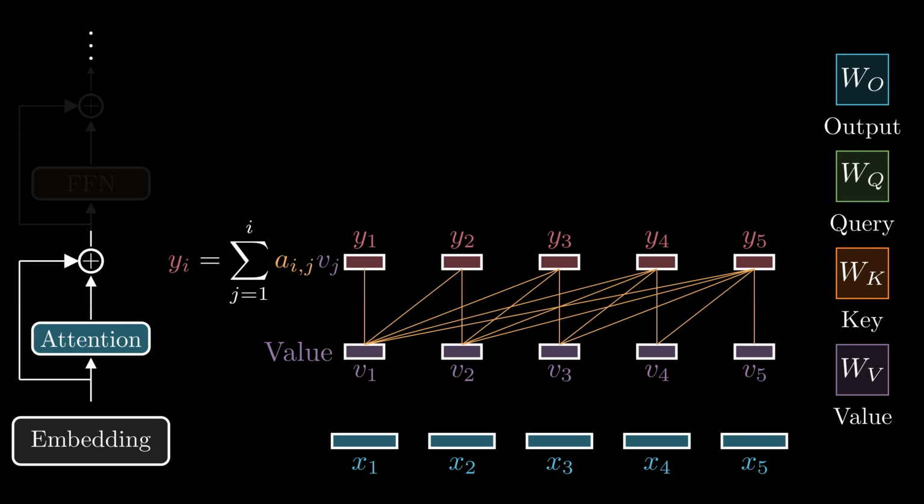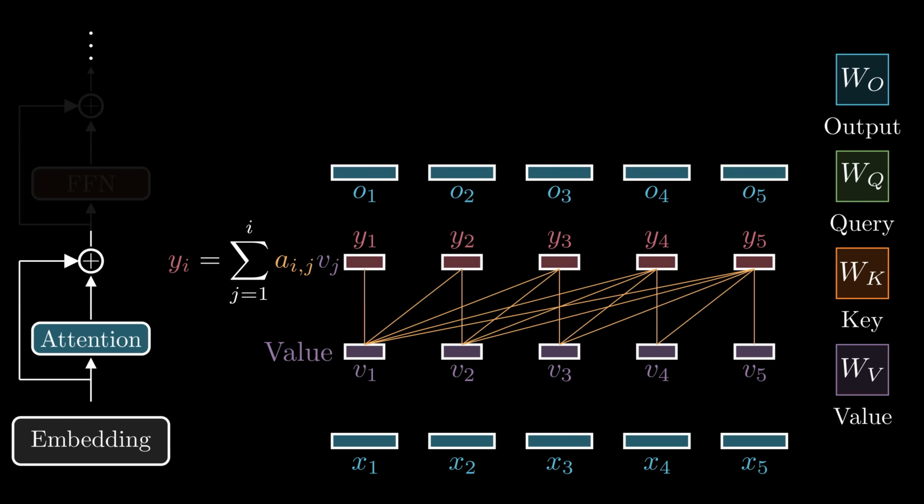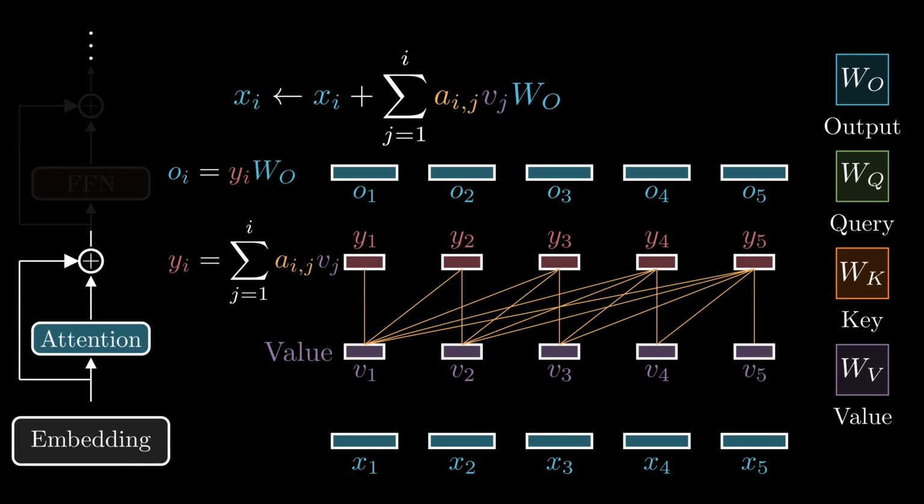We then project each attention output using the learned linear transformation, WO. This allows us to update each token's embedding to incorporate relevant contextual information gathered from the rest of the sequence using residual connections. This all sounds great. But something's off. Here, we can break down this summation into two parts.